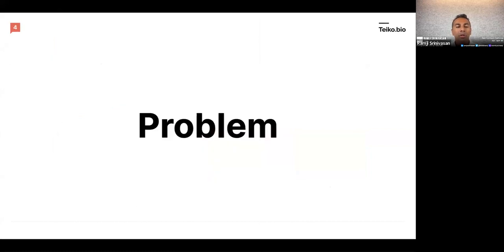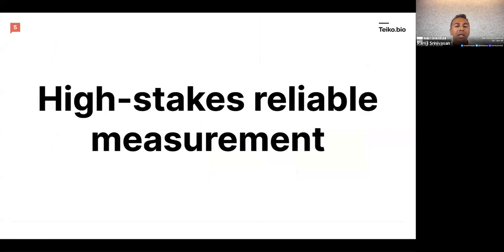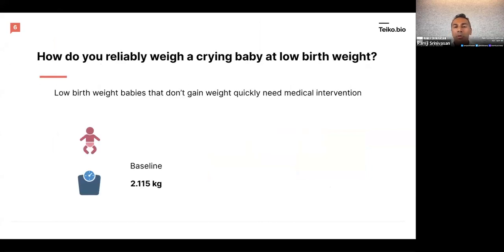So the problem we're going to talk about today is about high stakes reliable measurement. Now, of course, we're talking about the immune state, but to ground your intuition, let's talk about an easier to understand problem. Let's take weighing a crying baby at low birth weight. Imagine you've got a baby who's just been born, and the problem statement is that low birth weight babies that don't gain weight quickly need medical intervention. So you've got a baby born at baseline, she weighs 2.115 kg.